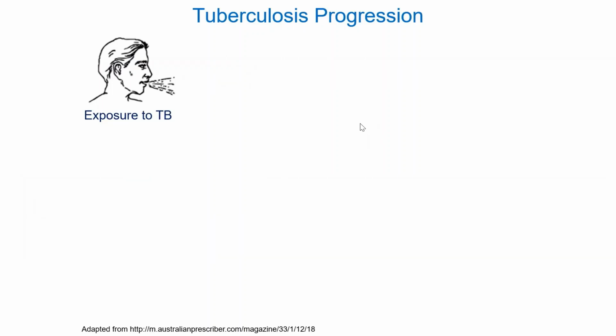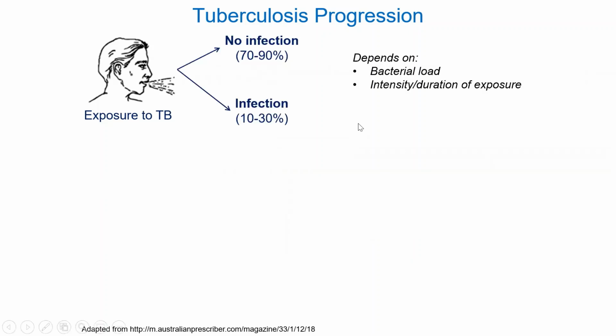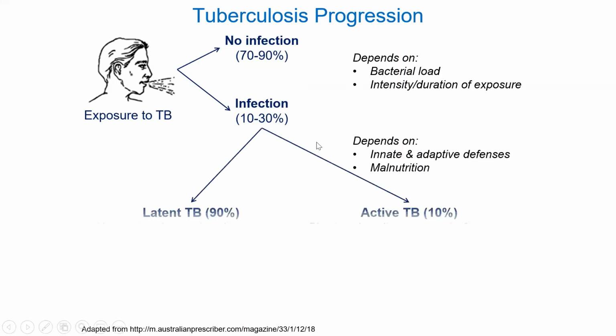So let's talk a little bit about tuberculosis progression here. You can get exposed to it, and a small percentage of exposures lead to infection. Like I said, my understanding is that it's usually prolonged, repeated exposure that gets people infected. So most of the time people aren't getting infected. Sometimes they do. Like I said, it depends on the bacterial load and the prolonged, continued exposure, and then someone might eventually get infected.